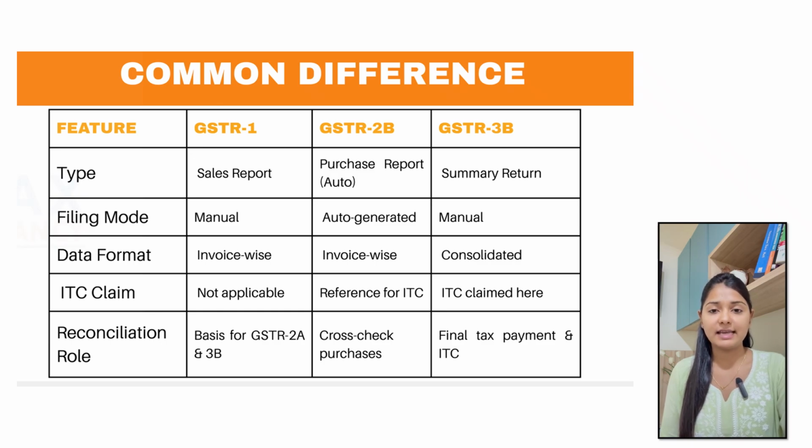Next one is tax claims. GSTR1 does not deal with ITC. GSTR2B is your reference for eligible ITC. GSTR3B is where you actually claim the ITC. Reconciliation role. GSTR1 feeds data into GSTR2B and helps to reconcile with GSTR3B. GSTR2B helps you to cross-check purchases and match suppliers' data. GSTR3B is the final step. You declare your tax liability and claim ITC.